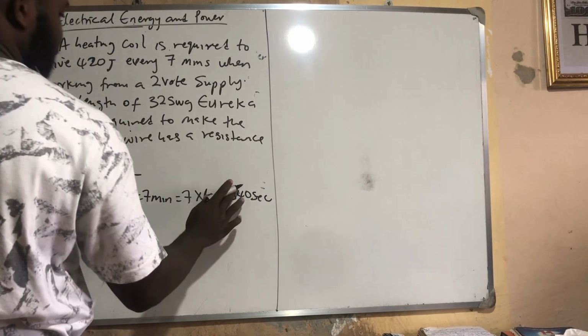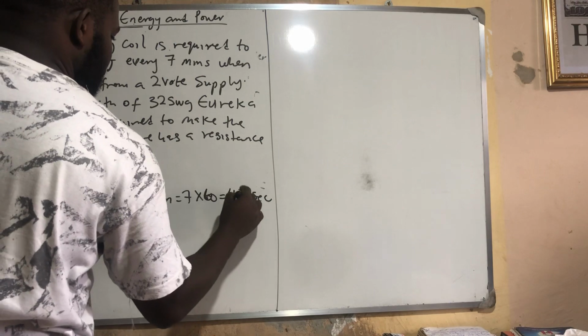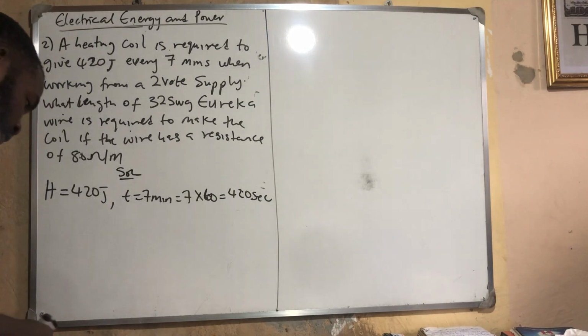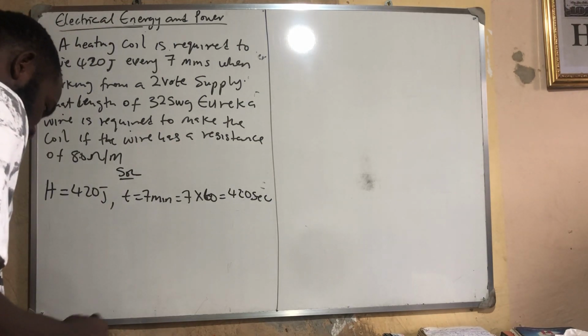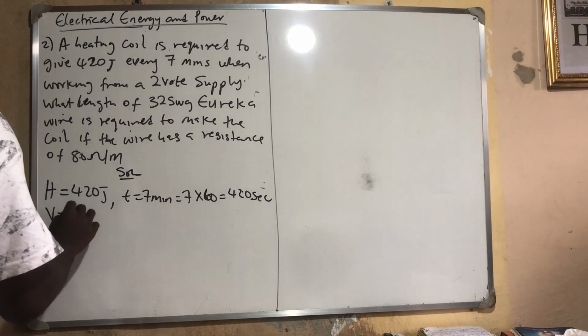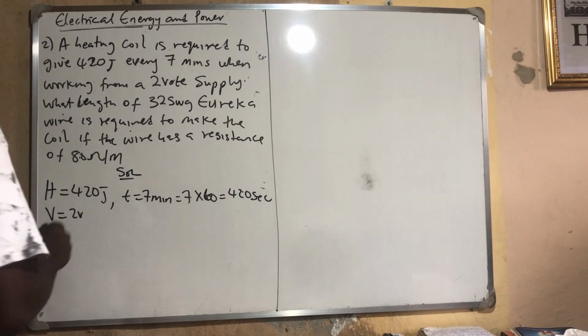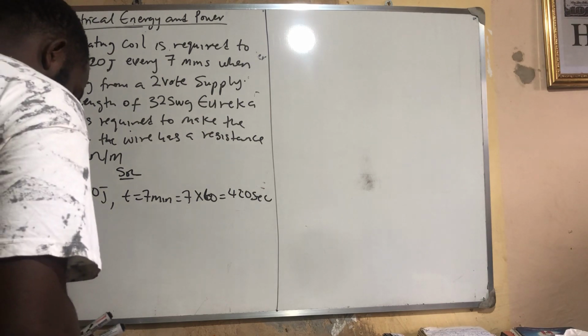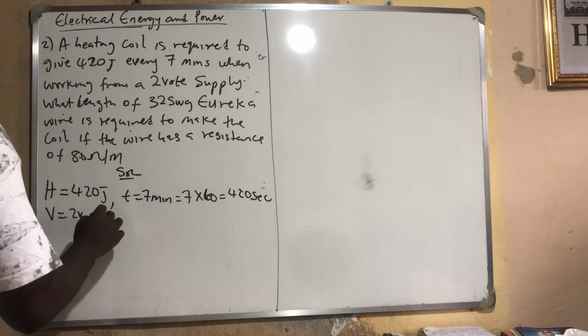7 times 6, 36, 42. Sorry, 420 seconds. What else did they give us? They gave us volts, V as what? 2 volts. So what else did they give us? They gave us the length. Okay, they said we should calculate the length.